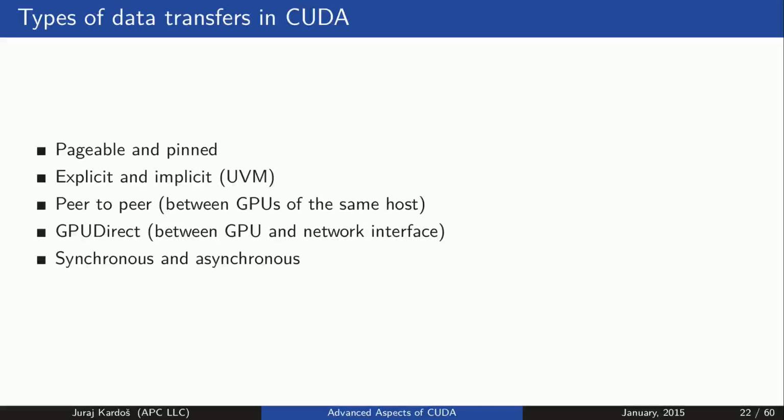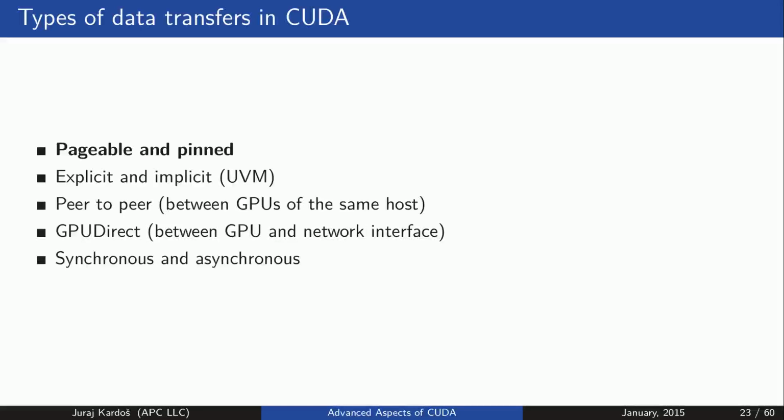So we will discuss the following data transfer types. First of all, it is pageable and pinned or page-locked memory transfers. Then we will see explicit and implicit data transfers. We will also inspect the performance of the unified virtual memory. We will have a look on data transfers between GPUs within the same host and GPU communication over the network interface. And finally, we will inspect non-blocking asynchronous data transfers.